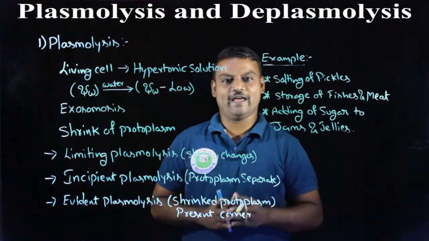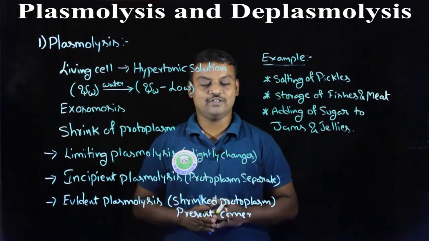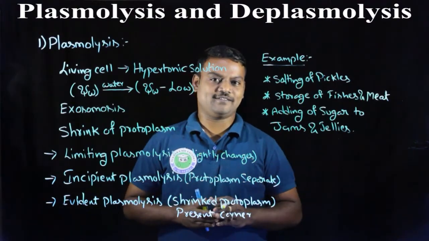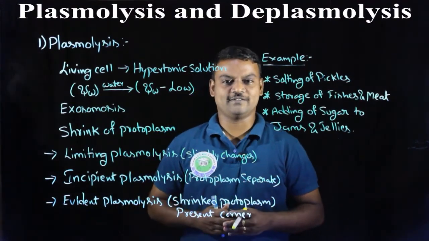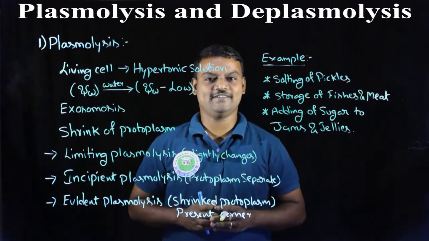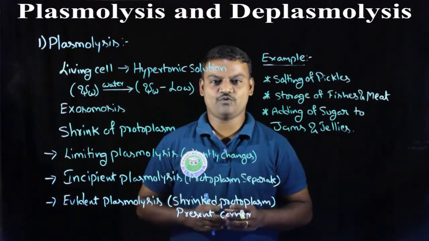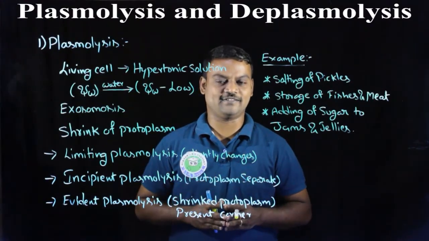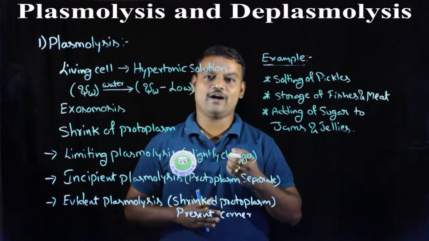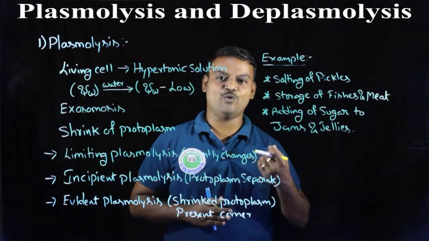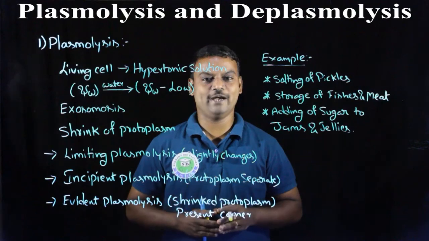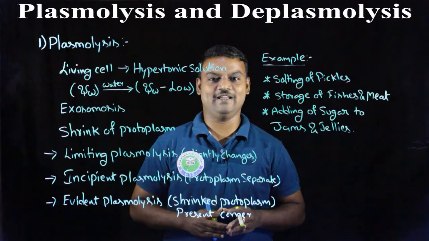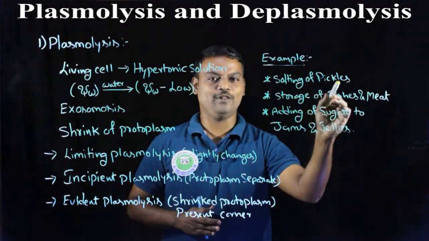So in this way, we can add either salt or sugar to perform plasmolysis, especially in pickles. Due to the addition of more salt, the concentration increases. If any fungal spores fall on this pickle at this time, due to exosmosis, the water present in that fungal spore will be removed to the outside of the spore, and this spore becomes inactive and never germinates into fungus on the pickle. That's why more salt is added to the pickle.